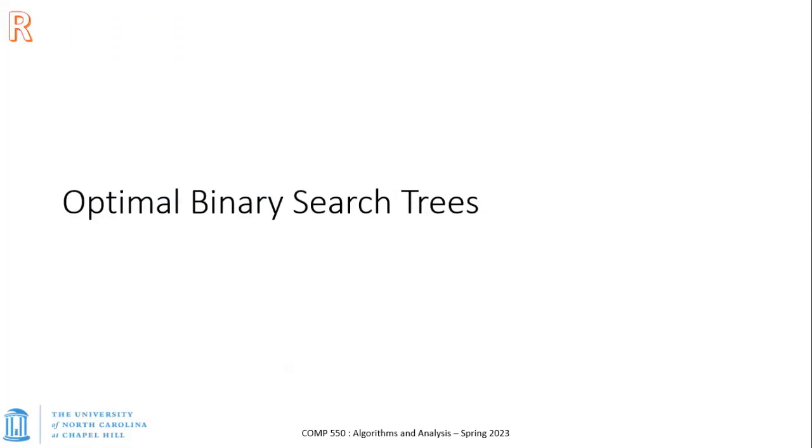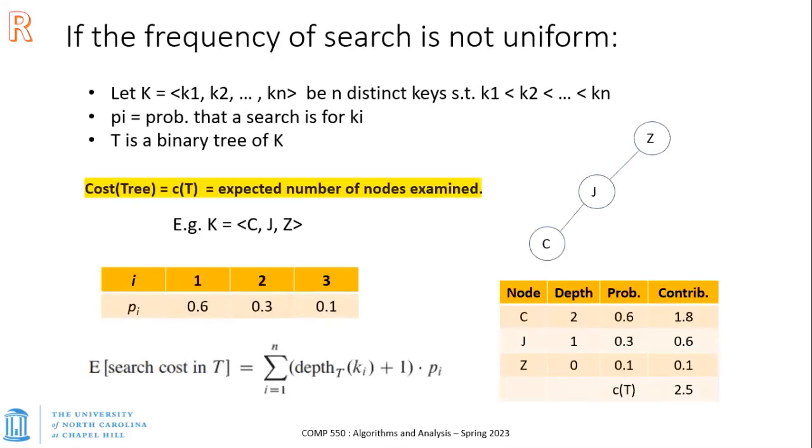In the last lectures, we were talking about optimal binary search trees, and that was the last algorithm for dynamic programming. Let me do a quick review before I wrap that up. This was the case where you're trying to figure out what is the optimal BST, the optimal binary search tree, assuming that the frequency of search is not uniform for the different keys.